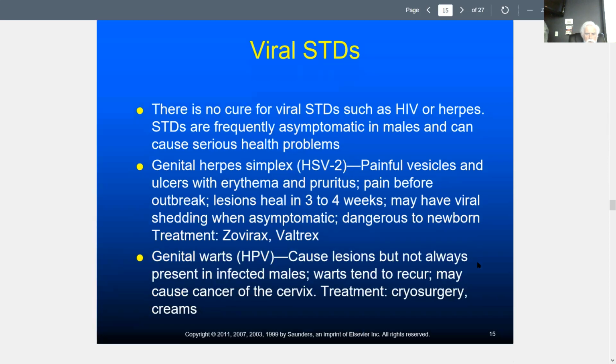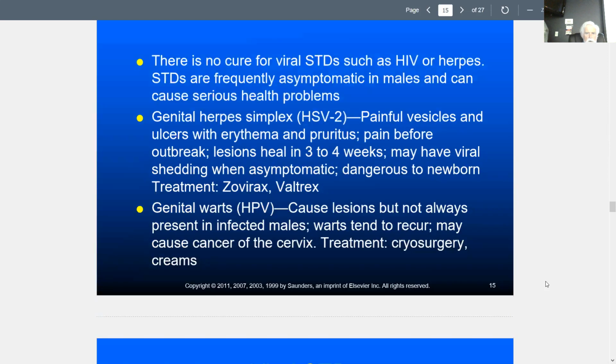Viral STDs such as HIV or herpes are not curable. We do have drugs that can suppress them. The first drug for genital herpes was Virex, acyclovir, and works very, very well. It's a pretty safe drug as well. There are other drugs now.